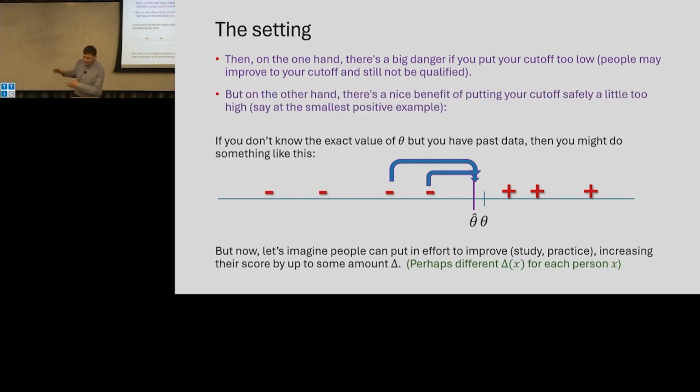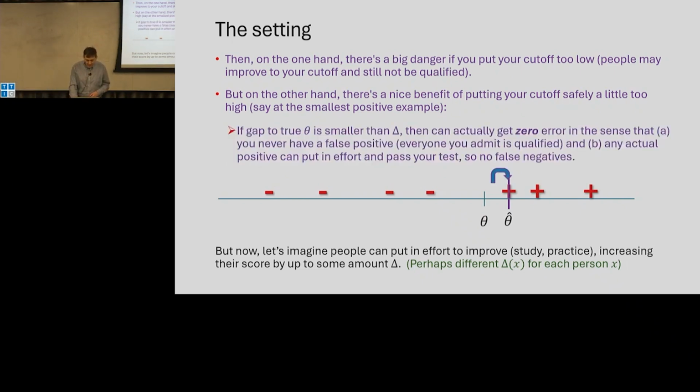On the other hand, there's a nice benefit of putting your cutoff safely a little higher. Let's say at the smallest positive example, which in this world is guaranteed to not make any mistakes of this kind, because we're assuming there really is a threshold somewhere. If the gap to the true theta is smaller than the delta people can improve, you can actually hope to get zero error. Zero error in the following sense.